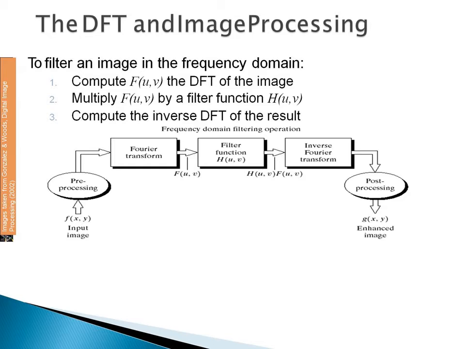This is how we are going to apply the DFT for image processing. We take an input image, f(x,y), and then apply a Fourier transform, which gives F(u,v). After multiplying this F(u,v) with H(u,v), where H(u,v) is a filtering function, I am going to take the inverse Fourier transform, and apply post-processing methods for the image to get an enhanced image. So if I am filtering an image in the frequency domain, these are the three steps that I have to follow.